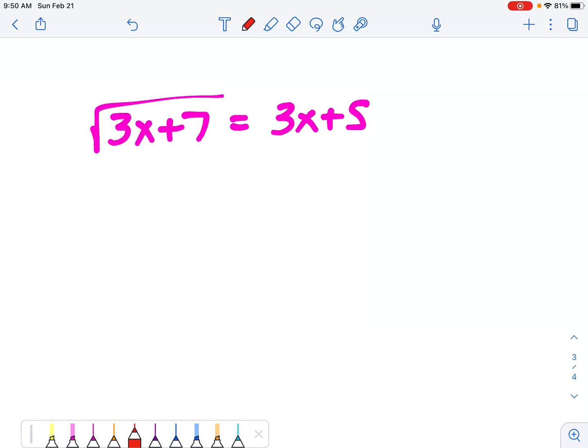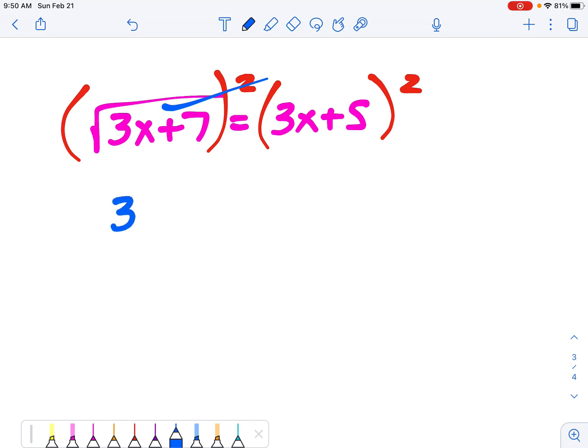In this problem, we need to solve for x. You want to make sure that your radical is always isolated as much as possible. Once it is, we are going to square both sides. When we square both sides, on the left side, the square and the square root cancel, and we're left with just that 3x plus 7.